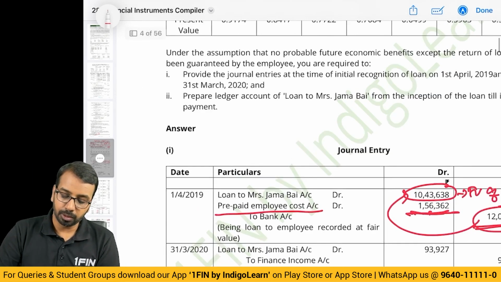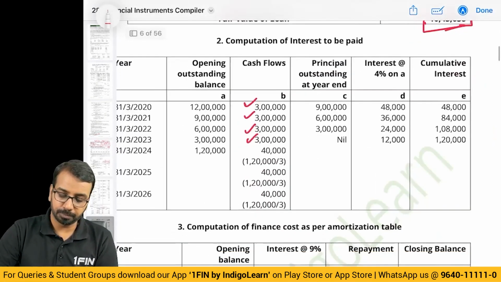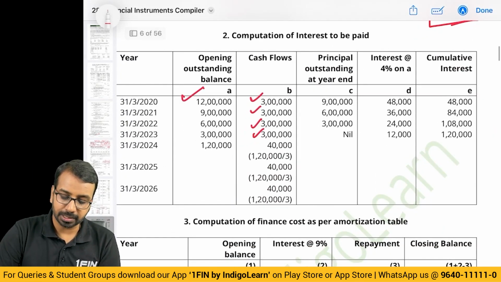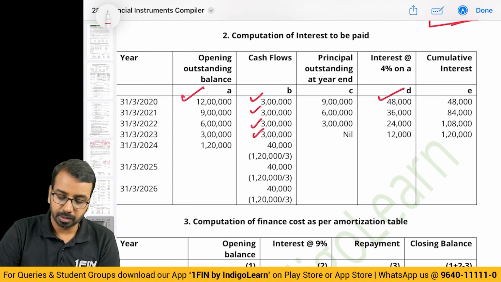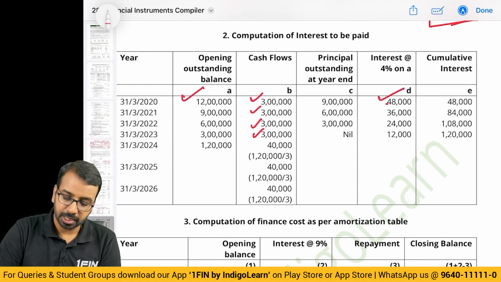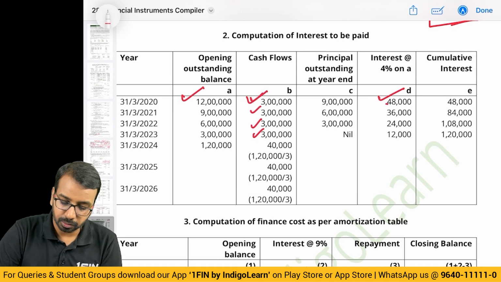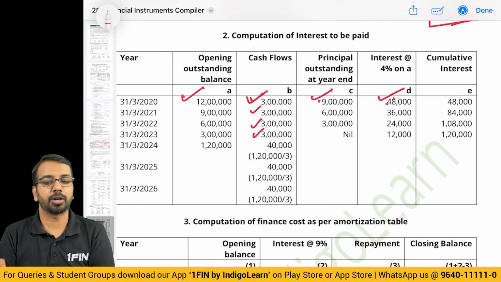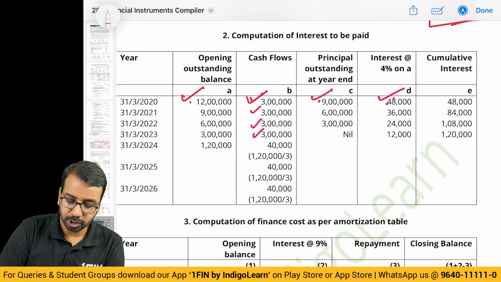Now, for this also we need to prepare a schedule. Opening balance of 12 lakhs, right? Interest at 48,000. That will be charged. Amount collected 3 lakhs. Closing balance is 9 lakhs plus 48,000. So how it works is, you will take 12 lakhs.